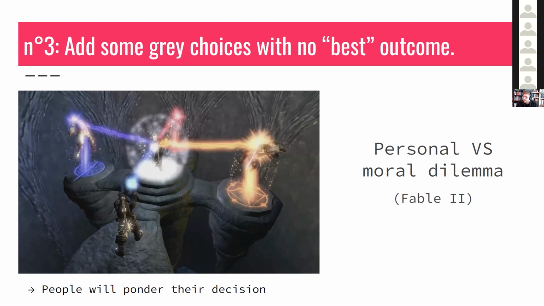Then there is the personal versus moral dilemma. In Fable 2, you get a dog at the beginning of the story. Your dog is with you during all the story, and then he dies. And then at the end of the story, you can choose between saving 1,000 lives of people you don't know and saving your dog. I loved my dog so much. I didn't care about the 1,000 characters, but my morality says I have to save 1,000 people I don't know. But as a player, not even as a character, I loved my dog. So this choice is actually very, very hard.